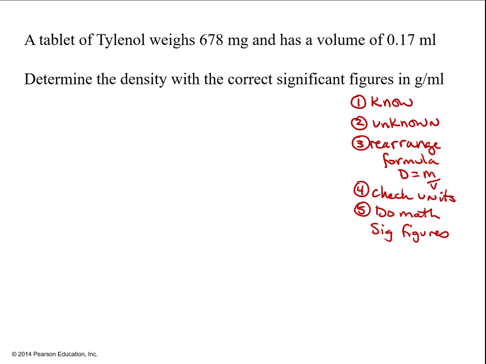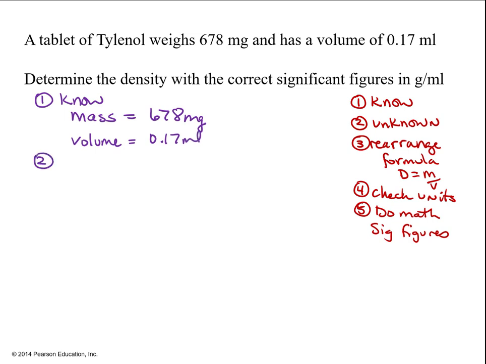All right, so what do you know? I know mass. Okay, so mass is what? 678 milligrams. What else do I know? I know volume. So volume is 0.17 milliliters. And then what is my unknown? Density. The one thing that it does tell you is I want grams per mil.